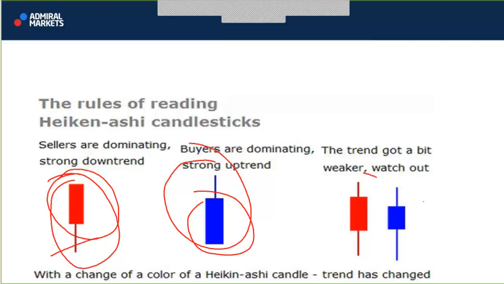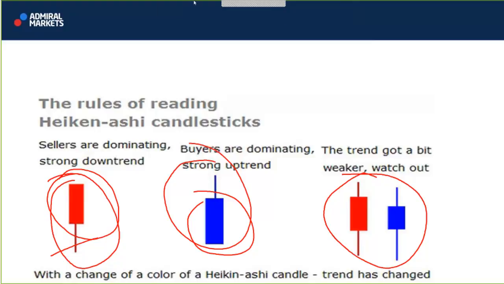This means that the trend is getting weaker. Usually these candles are so-called indecision candles. Now, next thing is, with a change of color of a Heiken Ashi candle, usually the trend is changing. It does not necessarily mean that the overall trend has changed.